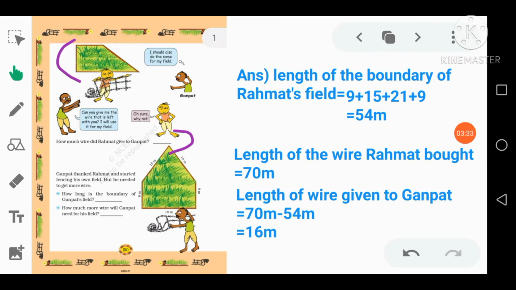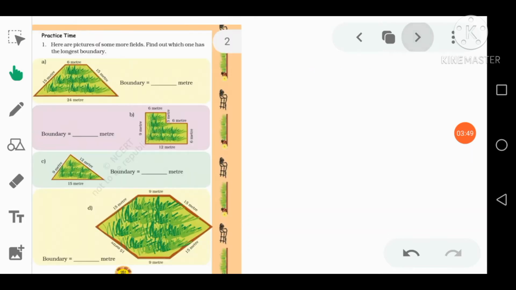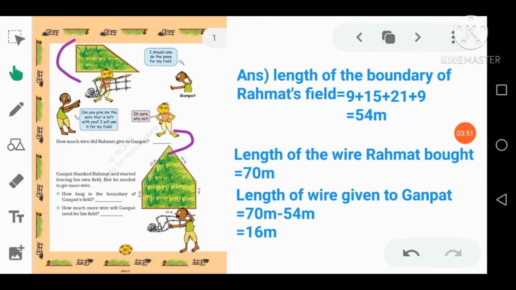Okay, right. Then what you have to do, next question: how much more wire will Ganapat need for his field? So do you want me to do this problem? Okay, we will do it here. So here, how long is the boundary? So first we will find the boundary of Ganapat's field. So what you have to do is add all these.